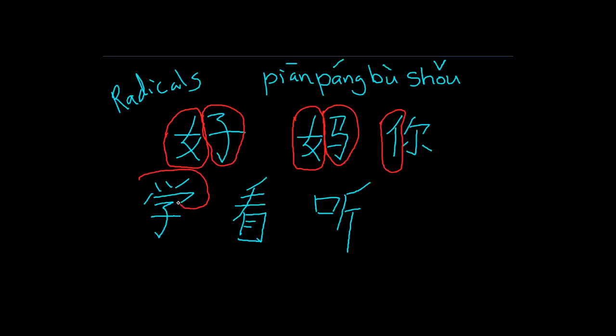For 学, to study, we have two parts to this character, the top and the bottom. Now you see once again you have this part here and here. For 看, the radical is a little bit different. 看, the radical is right here. This is the radical 目. 目 is the radical or the character for eye or eyes. In 听, we have the radical 口. 口 is mouth. So if somebody's speaking, you can hear them. That's why this is the radical for listen.